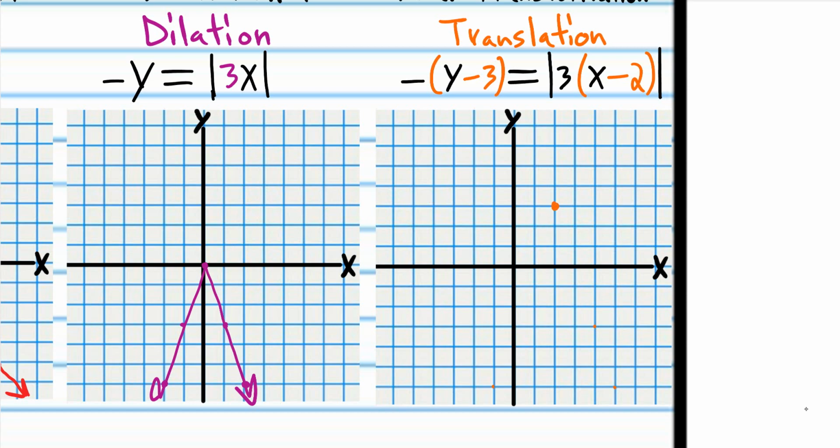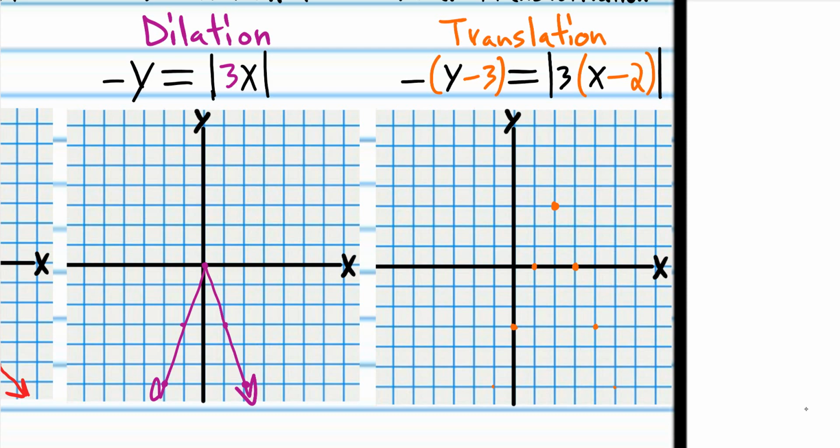Again, it's the exact opposite of what you would think. When you subtract from x, you go to the right, not to the left. When you subtract from y, you go up, not down. And then at that point, we can just use all those reference points. Looks like the slope of those lines is going to be -3.